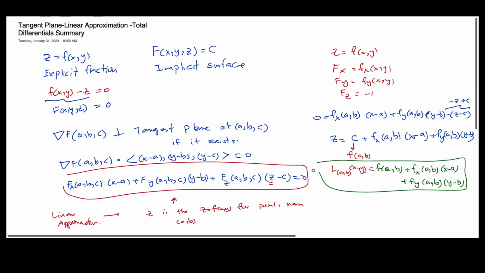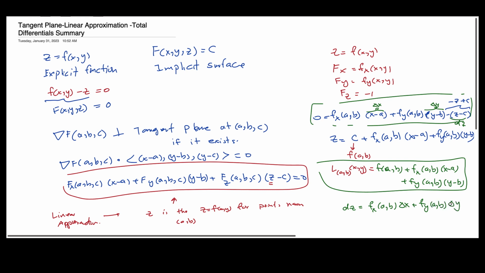Now, one thing I haven't talked about is the total differentials. Let's go back to the total differentials. If I want to compute the total differential here in the explicit format, x minus a is going to be delta x, y minus b is going to be delta y, and z minus c is going to be our total differential, so I'm going to write it as dz. I'll take it to the other side, and I get dz equals f sub x at a and b times delta x plus f sub y at a and b times delta y. And that concludes the lesson.